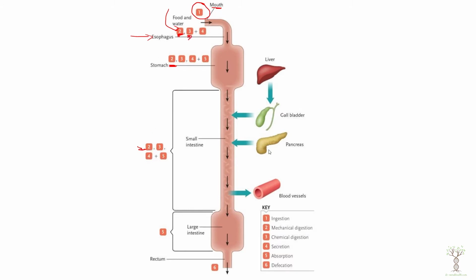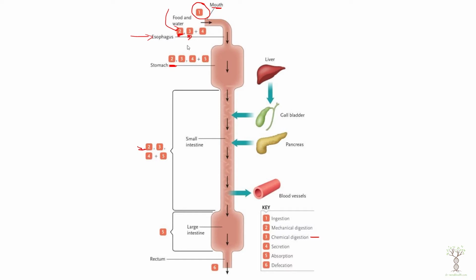Number 3 is our chemical digestion. So this is when we're using enzymes to break food down from its polymer, its large macromolecule, into its building blocks, like taking a protein and breaking it into amino acids.